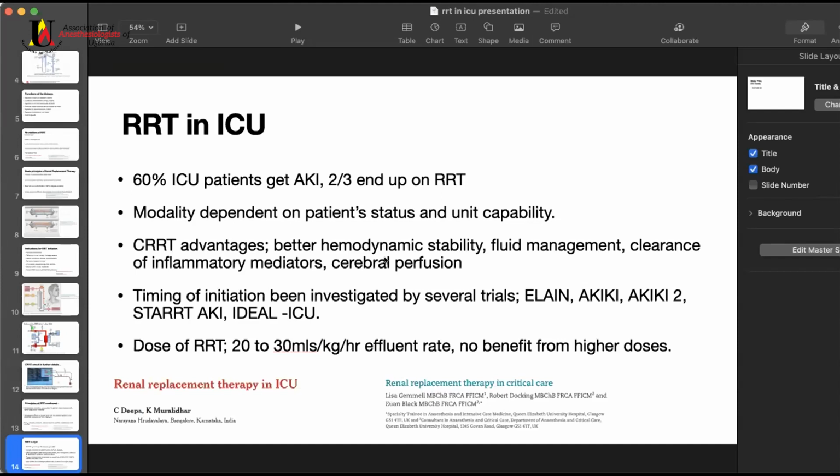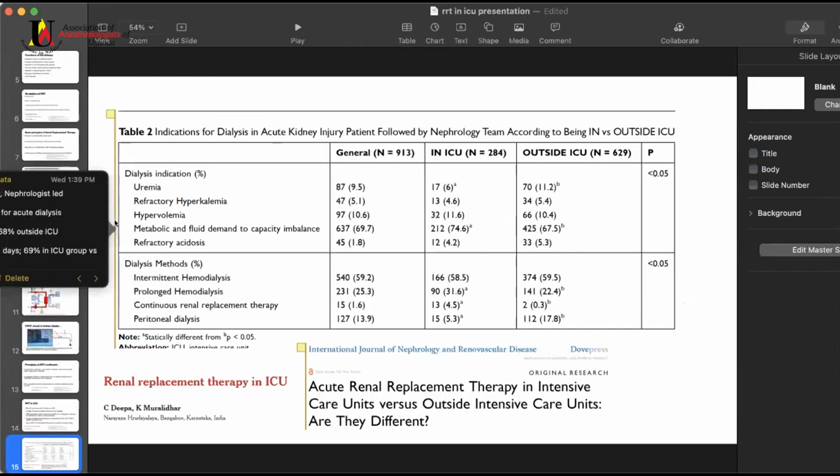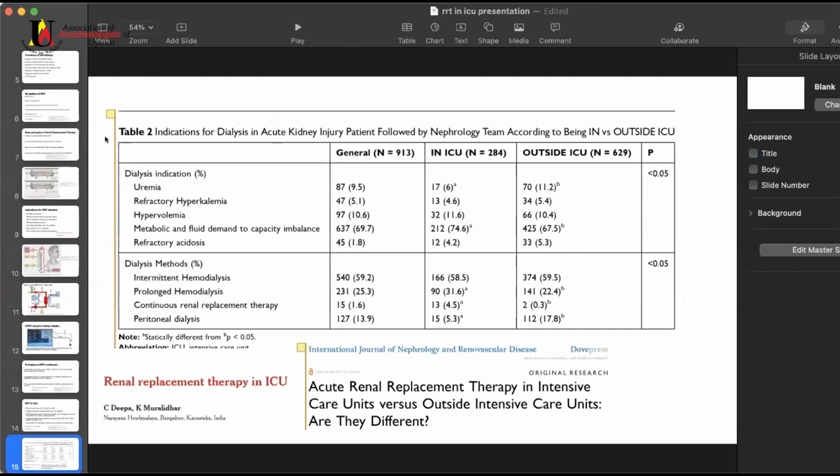The timing of initiation has been investigated by several trials of when to start renal replacement therapy for severe AKI in the ICU. There was the ELAIN trial, the AKIKI 2, the STARRT-AKI that Dr. Asa has talked about, the IDEAL-ICU, and many others. I'll talk a bit more about them later on.